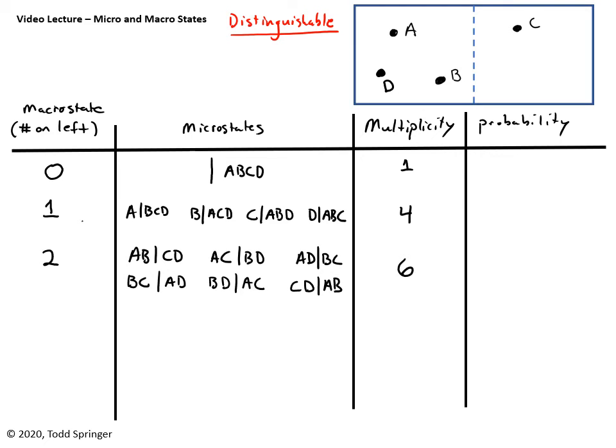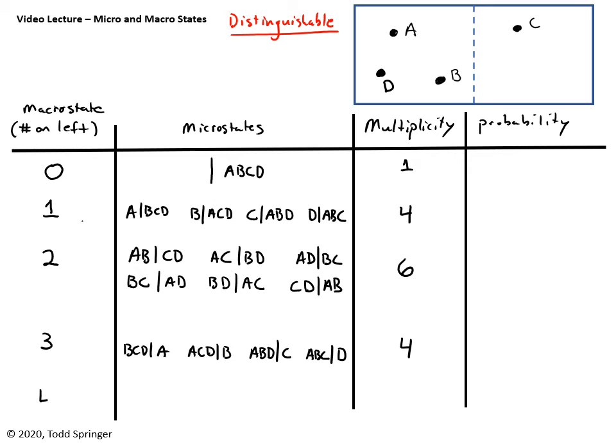Now how about if I've got 3 on the left? This is similar to the one where I had 1 on the left, because I just have to single out one of them and put it on the right. So there's 4 ways of doing that. Let me just write those out. So there you go. I just singled out A, B, C, or D and put them on the right. The other 3 are on the left. There's 4 ways of doing that.